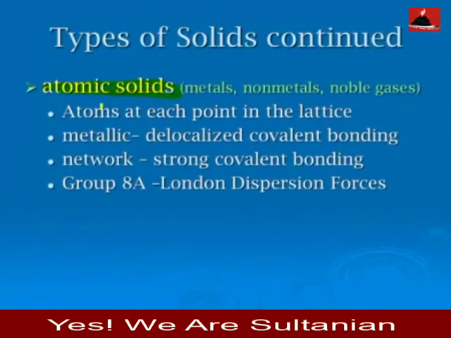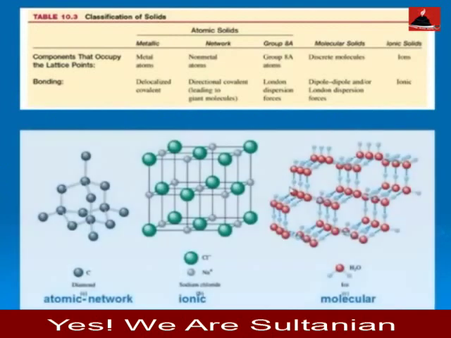Okay, atomic solids, which we have not really focused on all that much, have atoms at each lattice point. The main ones we focus on are called metallic, and these are delocalized covalent bonding. This is also what we refer to as our sea of electrons, which we're going to discuss a bit more. You also have atomic network, and these are a unique, strong covalent bond. Examples are diamond and quartz, where you have only one type of atom. And then for group 8A, or group 18 as we would probably call it, you have London dispersion forces, and that's going to be all our noble gases. So you just have some unique situations. This is what's at each point, the type of atom, and then this is the force that's holding them together: metallic bonding, strong covalent, and then London dispersion.